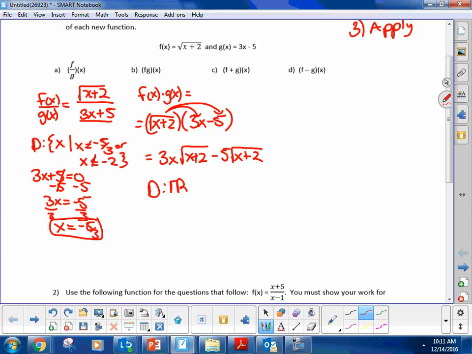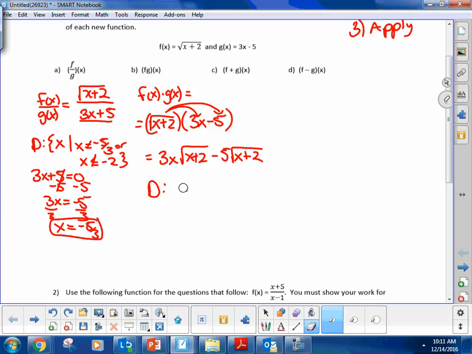So x needs to be all the values greater than negative two. So there's going to be our two things that we're going to be stating that it cannot be. On this one, we're going to do the same thing, but we're going to write it slightly different.